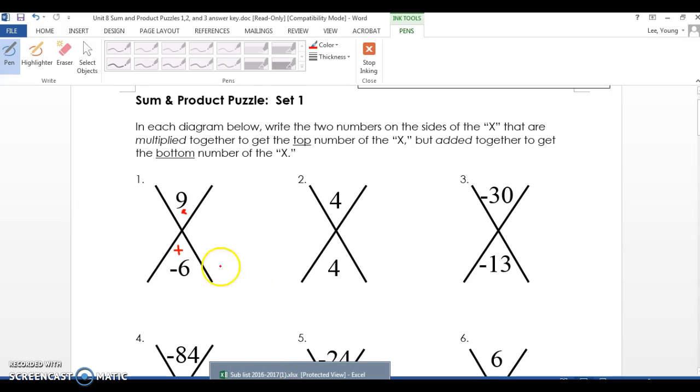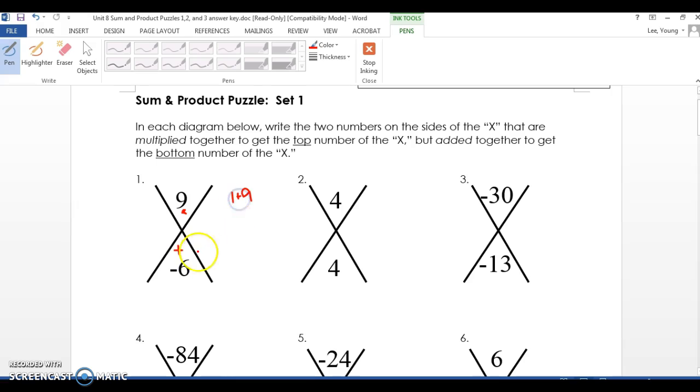So we're trying to find the factors of 9, two numbers that can be multiplied to get 9. Once you get two numbers, we need to see if they add up to -6. So let's take a look at the first one, 9. What are the factors of 9? The easiest one is 1 and 9.